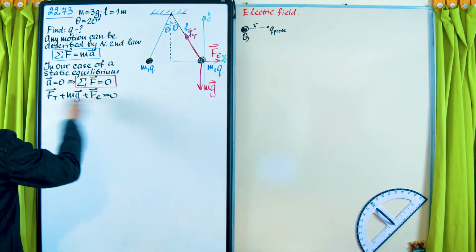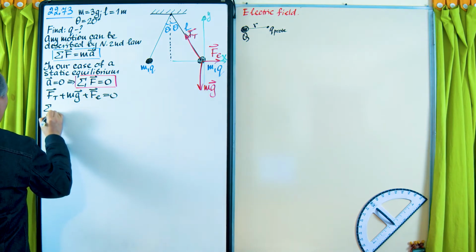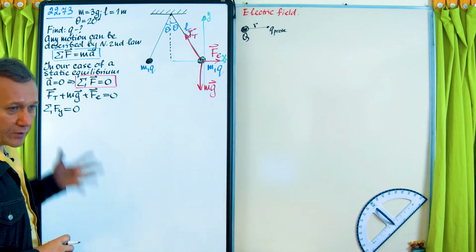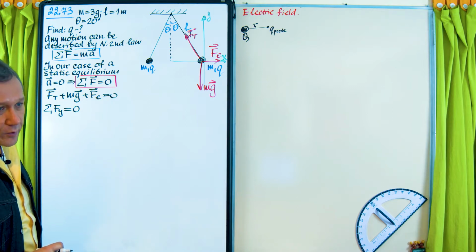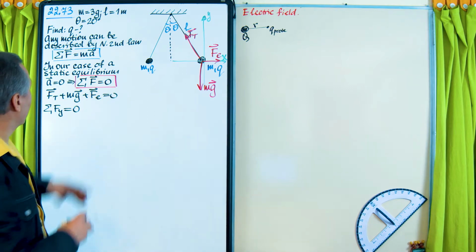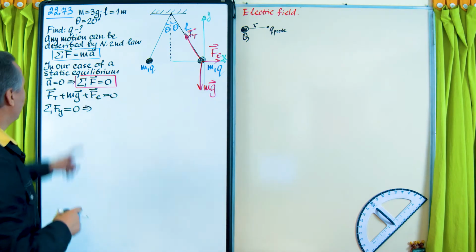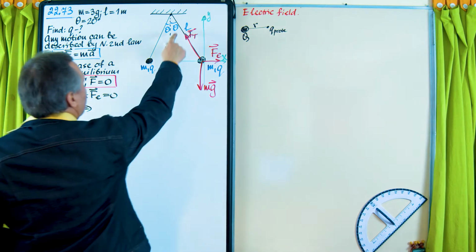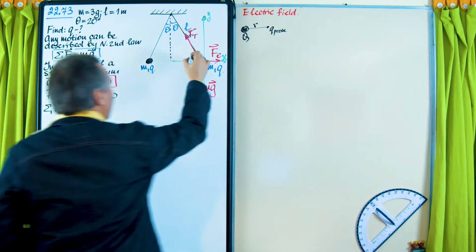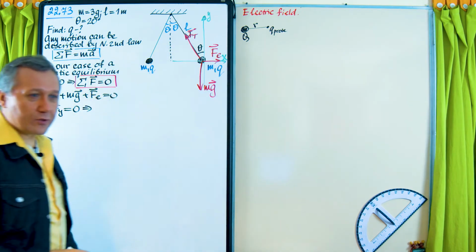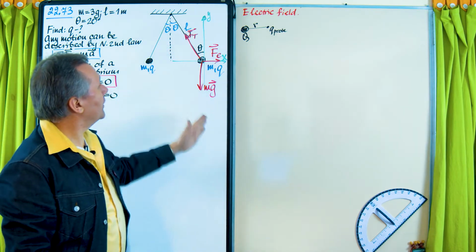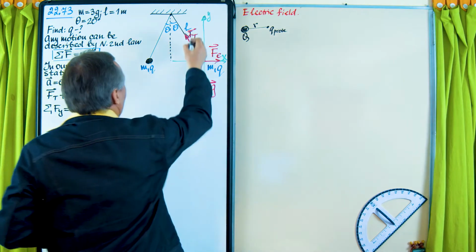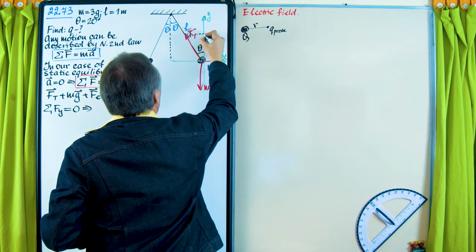That's it. So now let's balance all forces in the y direction. You see I'm not drawing a vector above this, because now I'm dealing with components, the y components of all these forces. So let's continue. Tension, the y component of tension. Since this angle is theta, this angle is also theta by geometry, because we have two vertical lines and one straight line intersecting them.